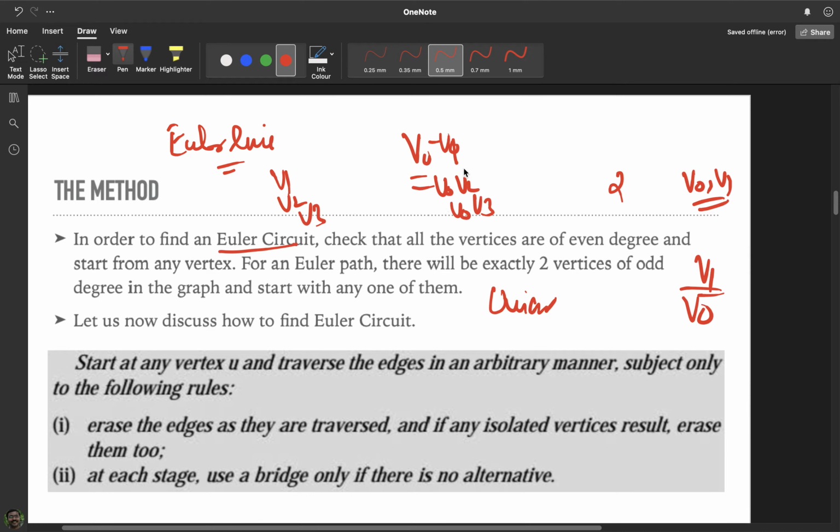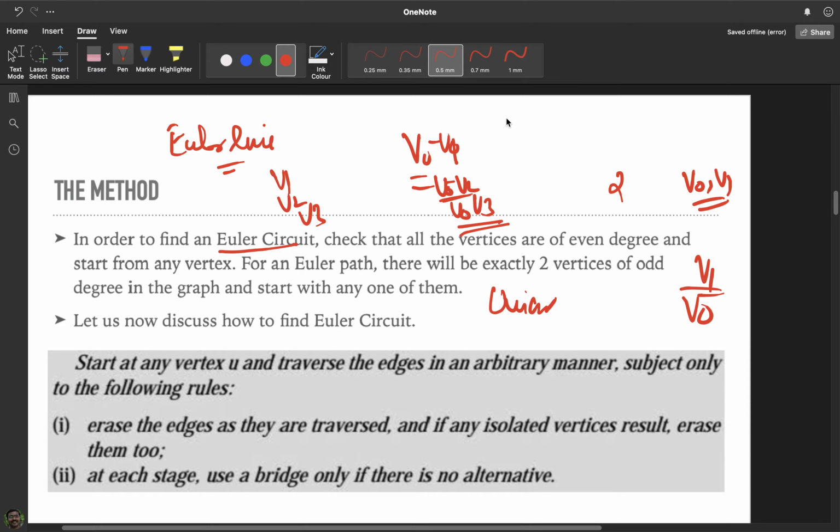But the next vertex should be chosen in such a way that V0, V1 is not a bridge. Suppose V0, V2 is a bridge, you will not choose this way. Suppose V0, V3 is not a bridge, you can choose V0, V3. Okay, so that is the next idea.